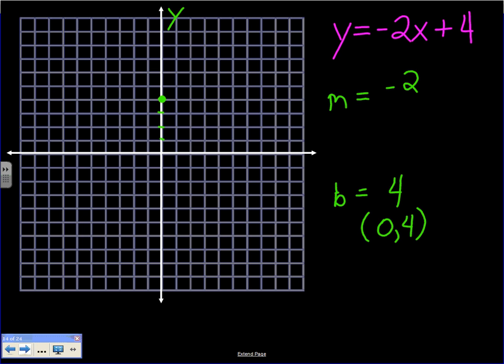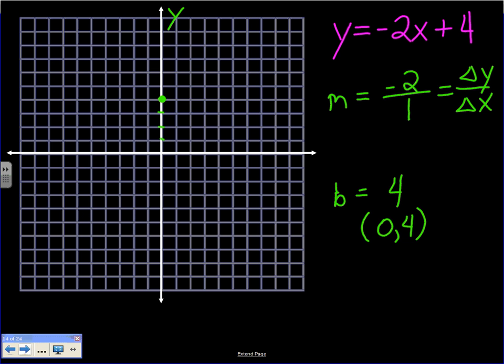Now, where do we put our next point? Well, the slope is negative 2. We need a change in y over a change in x. This is from your slope section. Well, we don't have a fraction with negative 2, but we know that we can make it a fraction by putting it over top of 1. So we have the slope is negative 2 over 1.